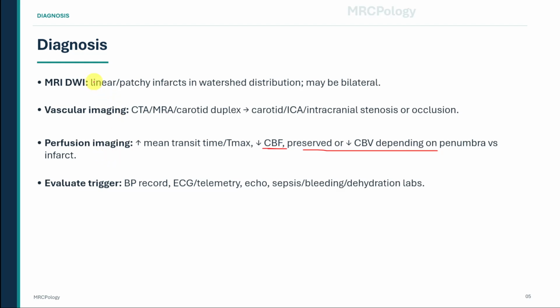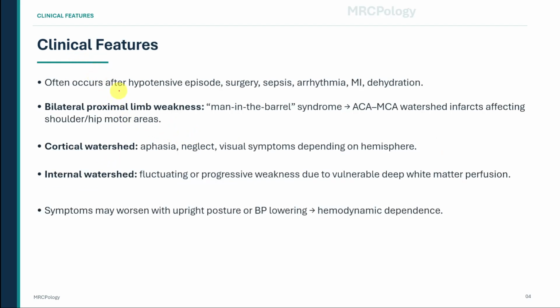Clinically, the story often gives the diagnosis. The patient may deteriorate after shock, sepsis, arrhythmia, myocardial infarction, dehydration, or surgery. A very classic exam clue is bilateral proximal limb weakness, sometimes called man-in-the-barrel syndrome. The patient may have difficulty lifting the arms and sometimes the proximal legs because the anterior cerebral artery to middle cerebral artery watershed area involves shoulder and hip motor regions. Cortical watershed infarcts can also produce aphasia, neglect, or visual symptoms, depending on the hemisphere and the border zone involved.